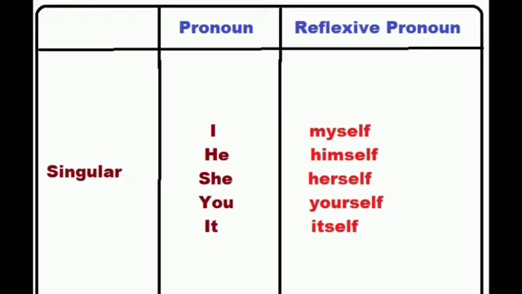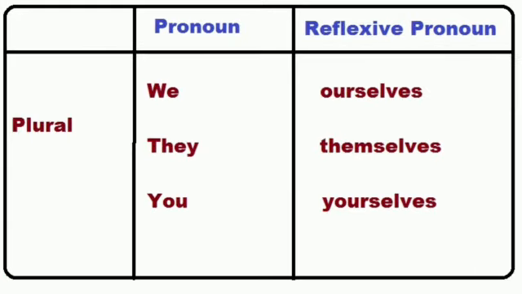Children, look at this table. Here are pronouns and reflexive pronouns. For singular, the reflexive pronoun ends with self. For plural, the reflexive pronoun ends with selves. Singular pronouns: I, myself; he, himself; she, herself; you, yourself; it, itself. For plural: we, ourselves; they, themselves; you, yourselves.